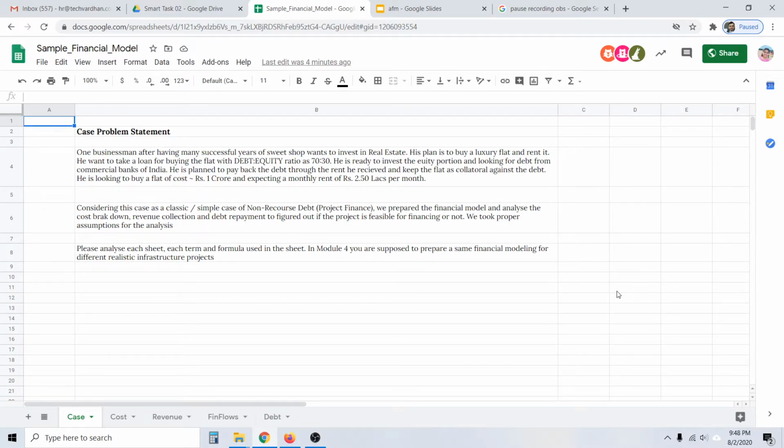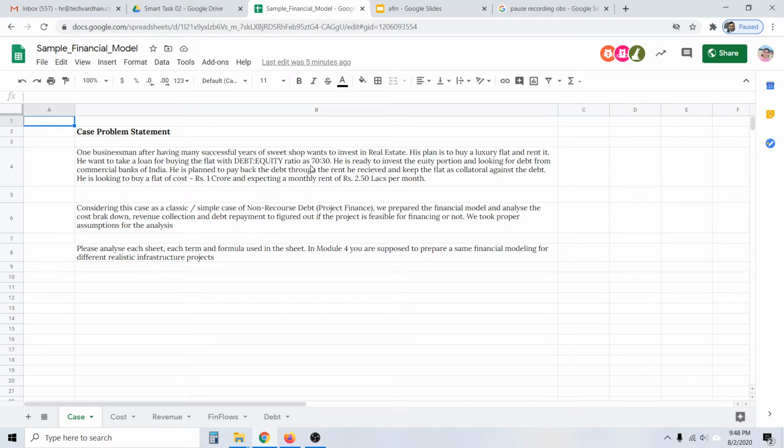So, this is a sample financial model. Right? It was prepared in Google Sheets. You can prepare the sample financial model in MS Excel also. Functions are almost always the same. In the sample financial model, the first page is all about the basic inputs, the case problem statement. Whatever inputs you get from the client, you put on the first page of the financial model.